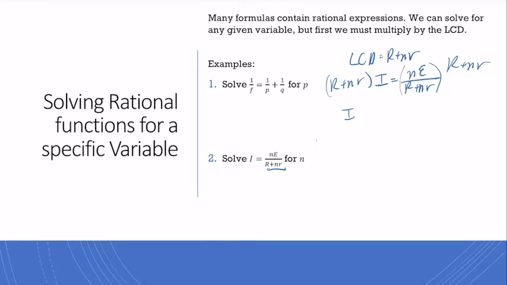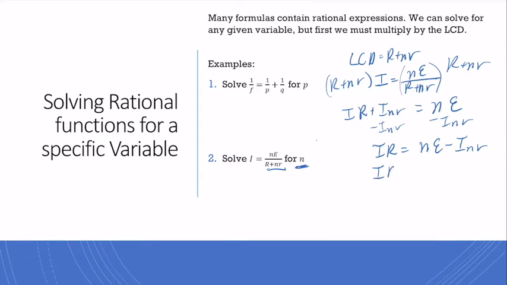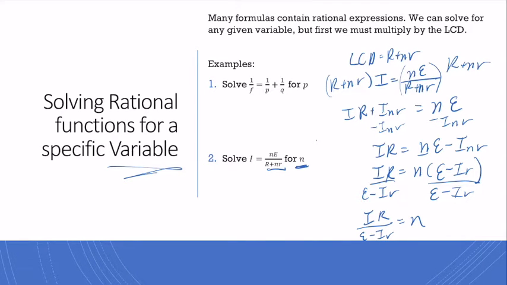I have Ir plus Inr equals ne, and I need to solve this for n. So I need both terms that contain an n on one side of the equation. So I'm going to subtract Inr from both sides. I get that Ir equals ne minus Inr, and then I'm going to pull out a factor of n. So I get Ir equals n times (e minus Ir), and I can divide both sides by e minus Ir in order to get my n all by itself. So I have Ir over e minus Ir is equal to n. So I've solved my rational function for a specific variable.